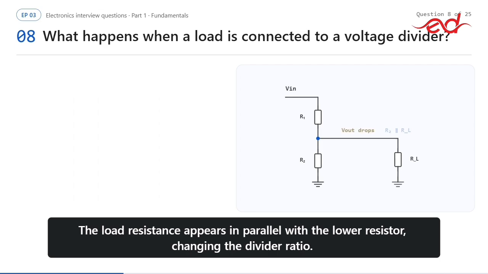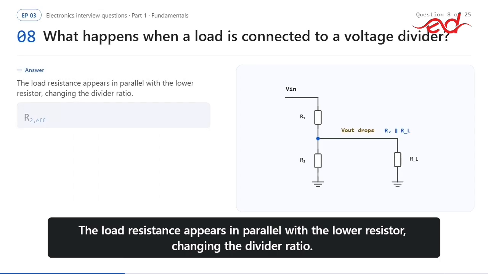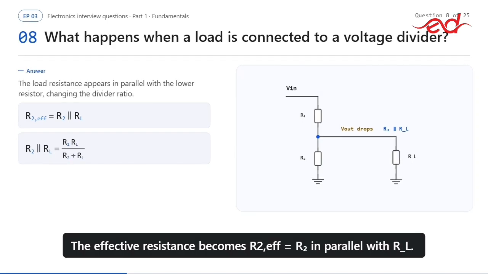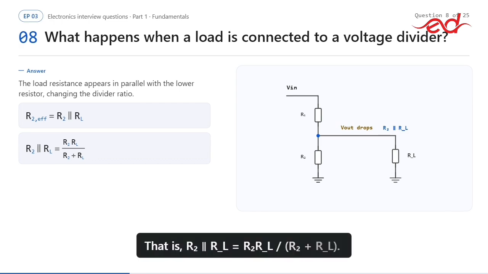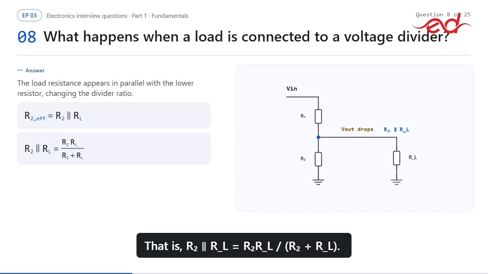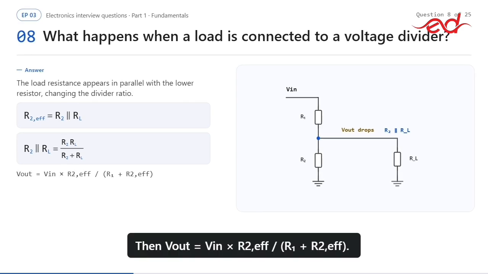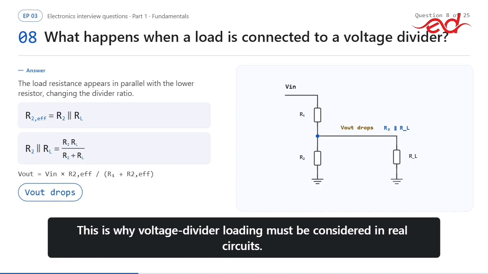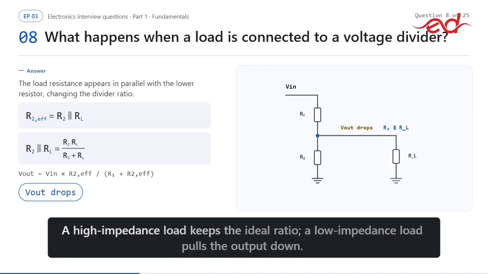Next question is, what happens when a load is connected to a voltage divider? The load resistance appears in parallel with the lower resistor, changing the divider ratio. The effective resistance becomes R2 effective is equal to R2 parallel with RL, where R2 parallel with RL is equal to R2 multiplied by RL upon R2 plus RL. Then V out is equal to V in multiplied by R2 effective upon R1 plus R2 effective. This is why voltage divider loading must be considered in real circuits. So here you can see in the diagram, you can clearly calculate the output voltage across R2 effective, right?